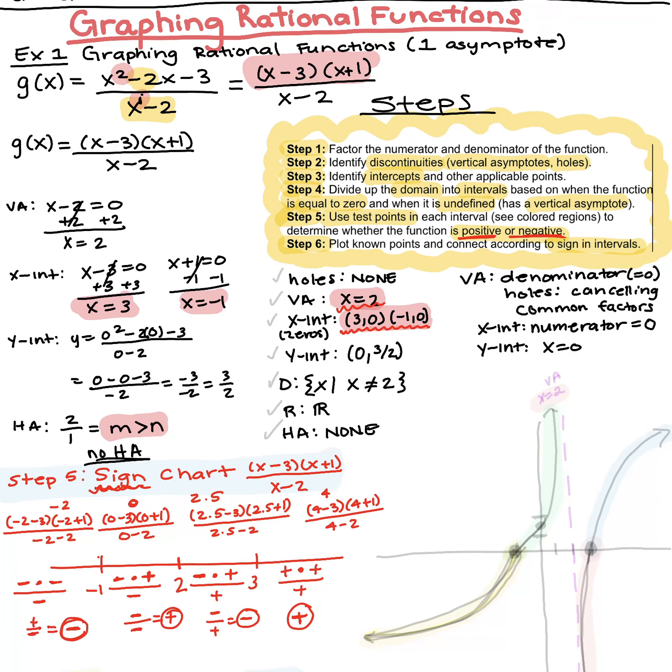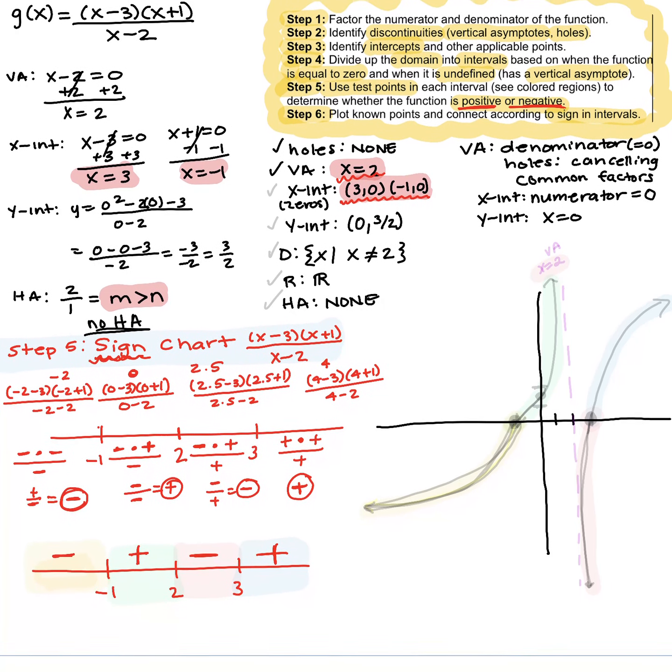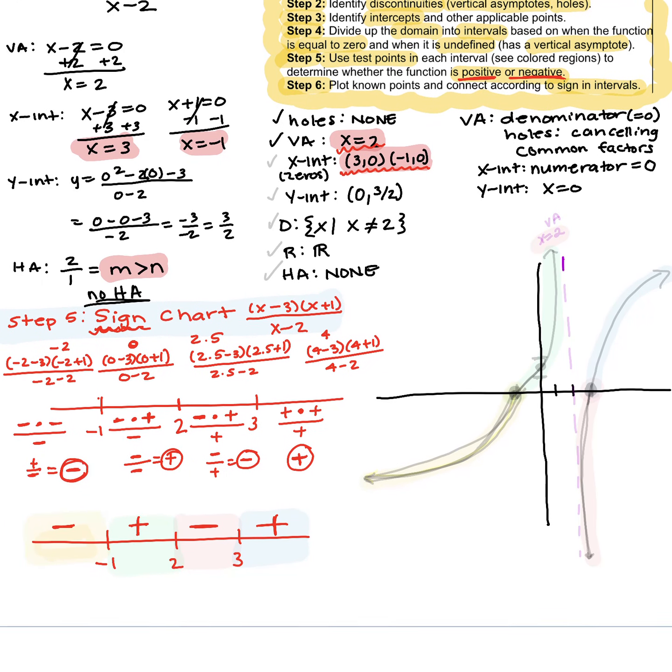Okay? So I'm going to get a graph right here. And we're basically just going to start graphing all the information that we found up here. So holes, do we have any? No. Okay, so check on that. And now vertical asymptote, yes, we do. It's going to be at x equals 2. Okay, so I go to x equals 2, 1, 2, and I draw my vertical asymptote.